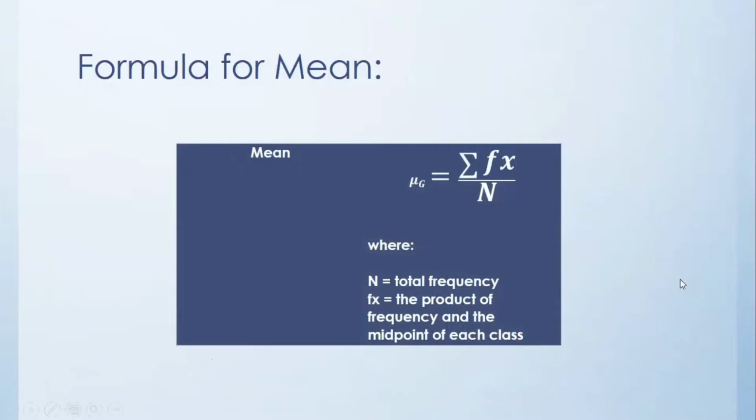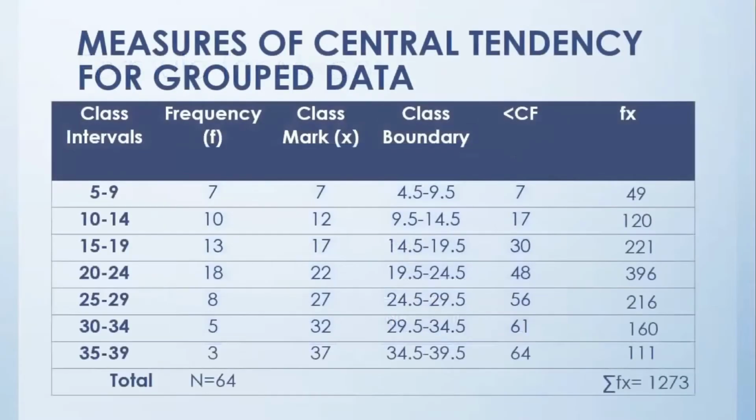So we have mu sub g, so yan yung symbol natin for mean, is equal to the summation of fx divided by n, where n is the total frequency and fx is the product of the frequency and the midpoint or class mark of each class. So, balik tayo sa table natin. The value of the summation of fx is 1,273 and the value of the total of frequency or n is equal to 64.